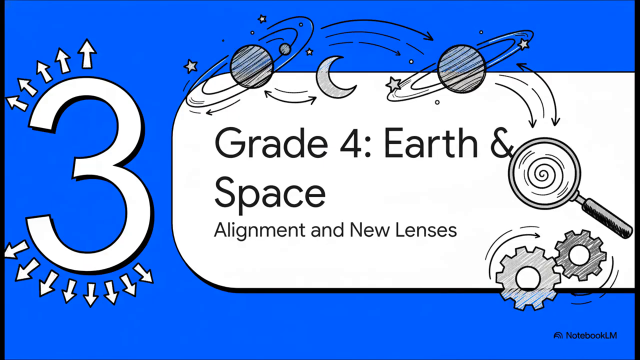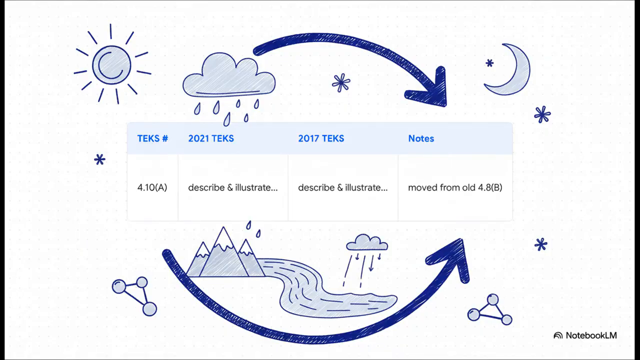All right, on to 4th grade. The story here is a little different. It's about realigning some content, but more importantly, it's about looking at familiar content through a completely new instructional lens. And this is a really critical shift for us as teachers. Let's take a look at the water cycle standard, 4.10a. Now notice this. The wording is identical. Word for word, it's the same in the 2021 text as it was in the 2017 text.